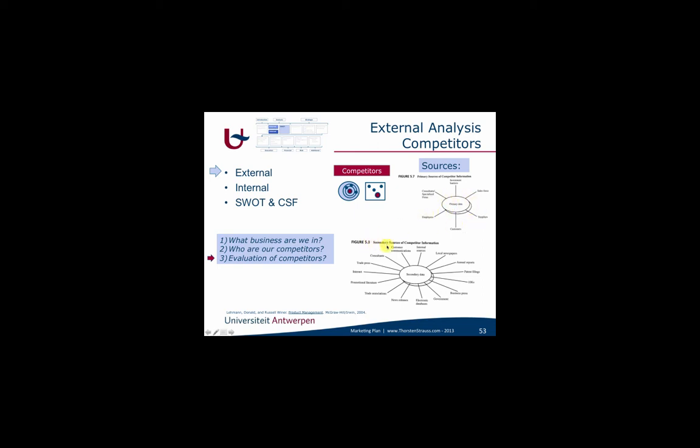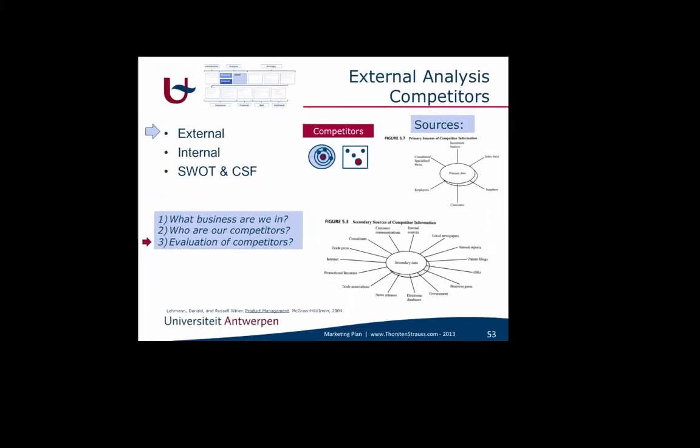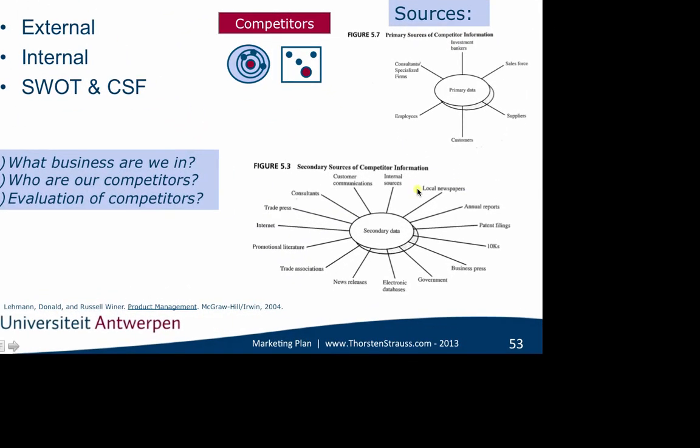There's a lot of second-hand research, obviously, for competitors, such as local newspapers. You have maybe internal reports. There are annual reports publicly available, patent filings, 10Ks. That is a type of financial report that's mandatory in the United States. In Europe it's different. Business press, all accessible via your library, government information, electronic databases, news releases, trade associations, promotional literature, internet, trade press is an excellent source usually. Again, consultants, reports they have written. That is secondary data.